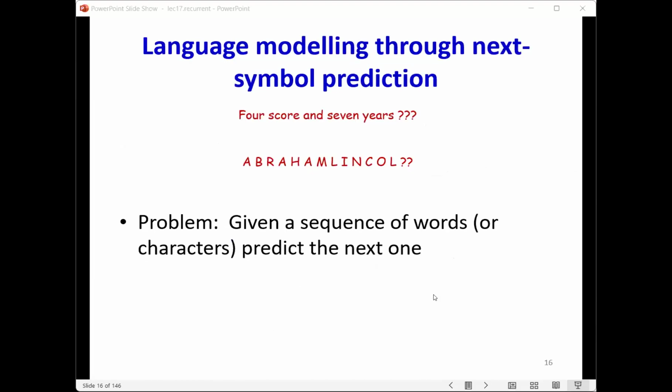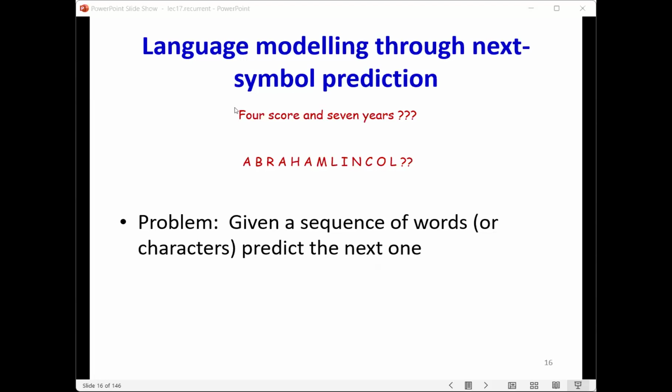And so there you would have something like this. I gave you this sequence, "four score and seven years." And I asked you, what is the next word? What would you say it was? Anyone? What typically comes after "seven years"? "Ago," right? This was from the Gettysburg Address, Abraham Lincoln. The next one would be "our."